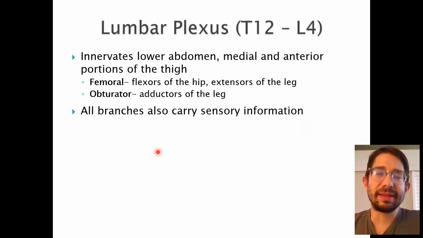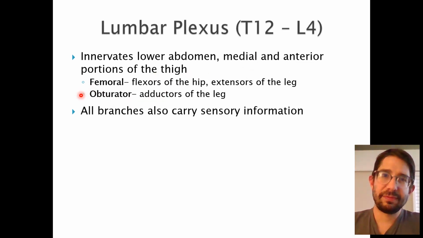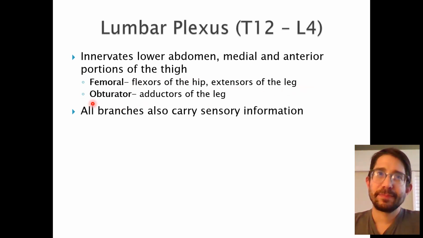Okay, we've got a couple more plexuses. We did cervical and brachial. Now we're looking at the lumbar plexus, mostly in the lumbar region. These nerves are going to innervate your lower abdomen, and we're getting into parts of the thigh. So we'll look at just two in detail. The femoral nerve innervates the flexors in the hip and the extensors. And the obturator nerve innervates the adductors of the leg.